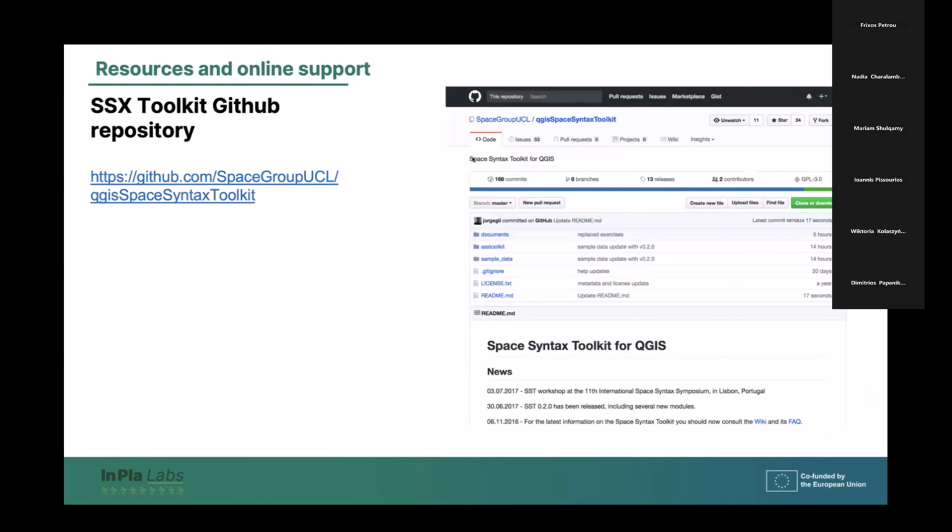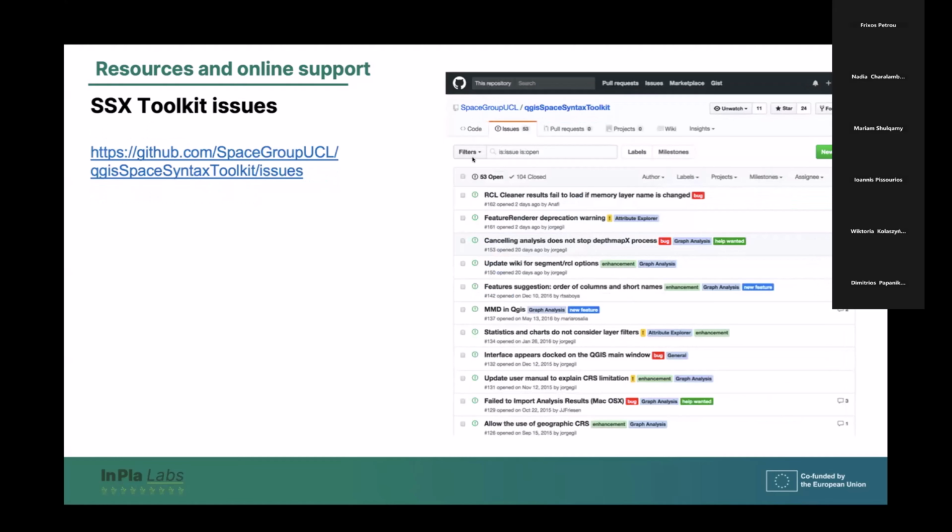So yeah, these are some of the resources and online support tools that you can always refer back to if you have any problems or issues or need to understand more about the concepts, the terms, the use in practice. So this is the Space Syntax Toolkit GitHub. You can access it from this link. You'll find a lot of explanations, useful resources, and links to download the software. And if you have any issues, I advise you to use this link. You will find a lot of answers to commonly occurring issues. So if you have any issues, you will find a solution here, and you can look at the questions here as well.